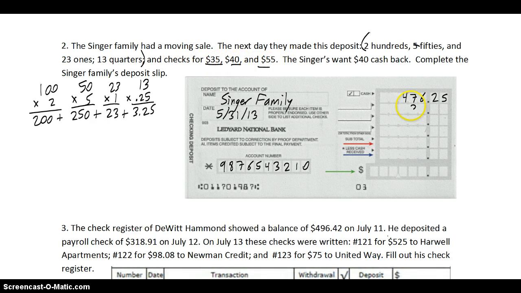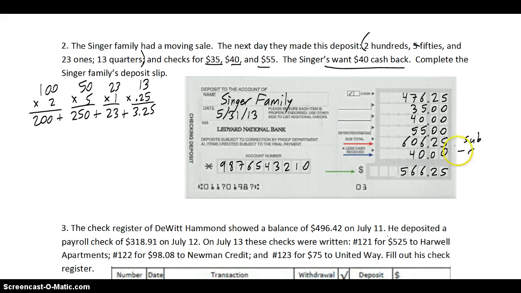Now we can list our checks. 35, 40, and 55. Do not add the checks together. So 35, 40, and 55. Okay. Put those all there. Add up to get your subtotal, which should be $606.25. They do this time want cash back, which would be $40. Don't necessarily care how they want it back, but they do want it back. So we're going to subtract $40 from that, and you get $566.25. To get the total deposit, you just take your subtotal and minus any cash back, and that gets you your deposit. Okay? Because this is the total amount going in their bank account.